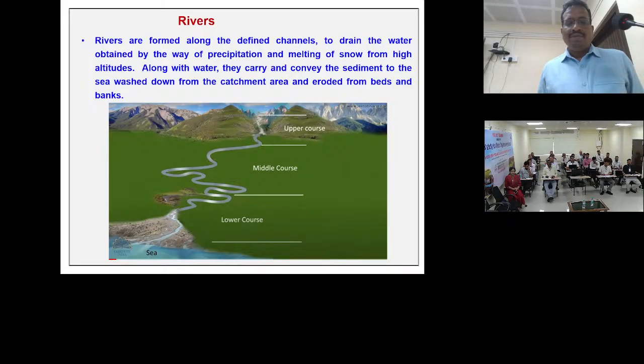After that, the river will enter the sea. Before entering the sea, it is called a deltaic river. Here, the main river is divided into a number of channels before it merges into the sea. Along with water, the river is also carrying sediment, which is coming in from the catchment area and from eroding of the banks and the beds.